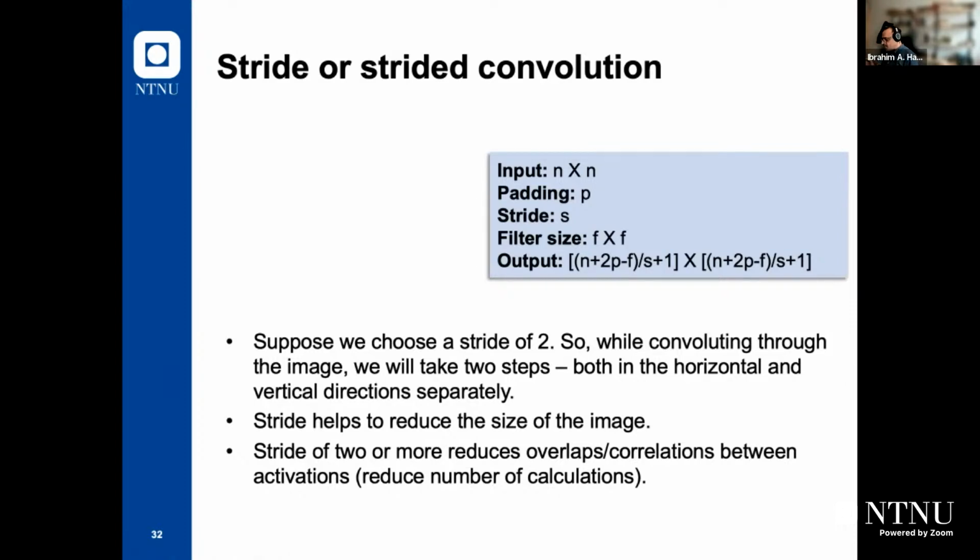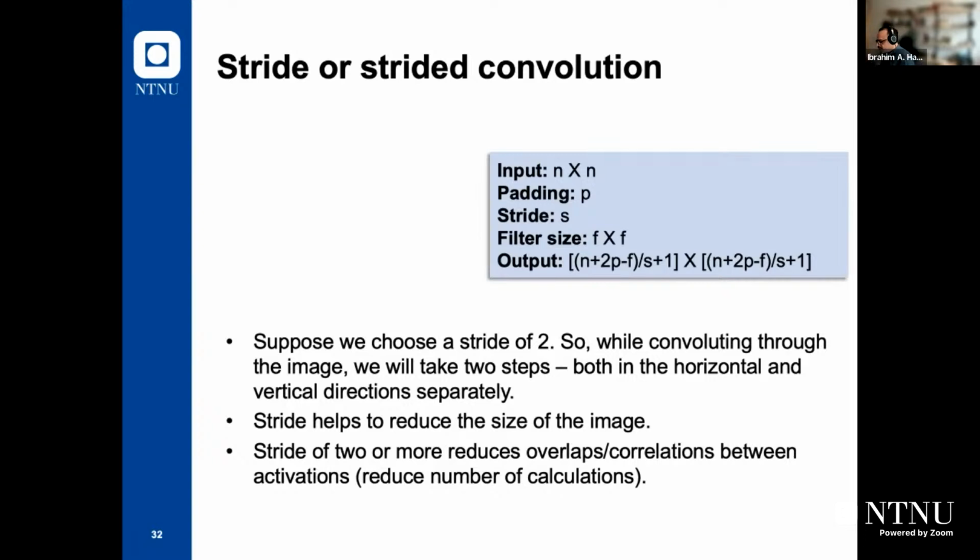So if stride equals 1, you will do more activations. With stride equal to 2, you will reduce the overlap between each activation, and also you will reduce the number of calculations, because each activation is one calculation, right? You can just calculate it.